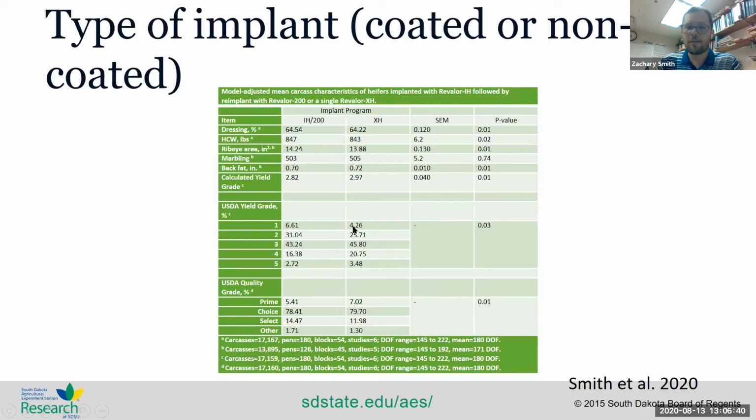There was also a difference in the overall distribution of carcass yield grade. So the way these were analyzed is we can't compare each individual group, but across all these, they differed. So you had a greater amount of 1s in the reimplant group and fewer yield grade 5s. And also carcass quality grade differed. We had an increased abundance of heifers grading prime in the coated implant and fewer heifers grading select.